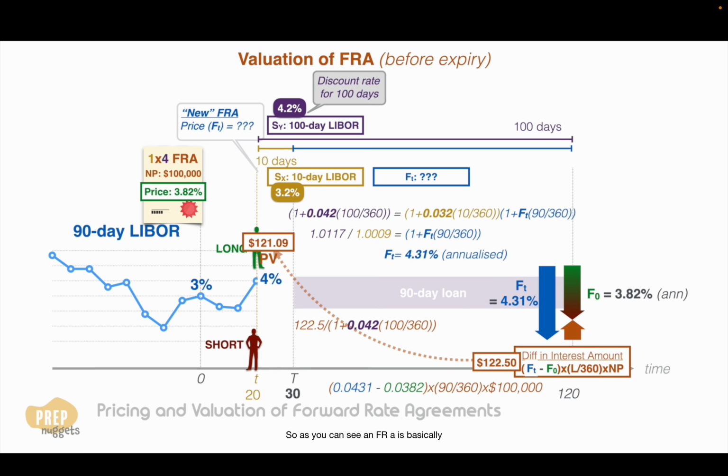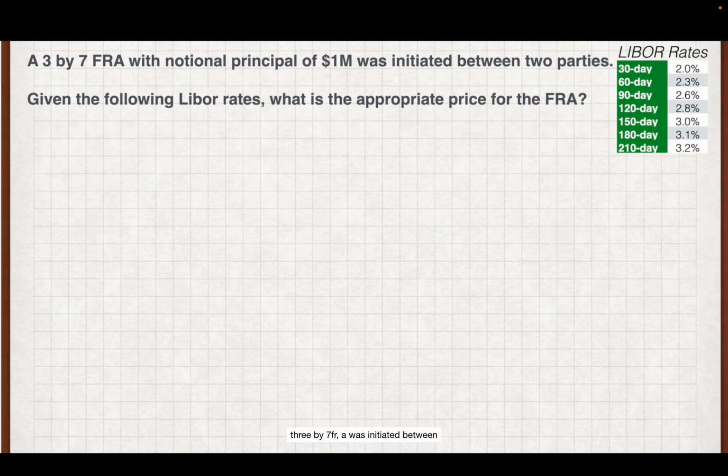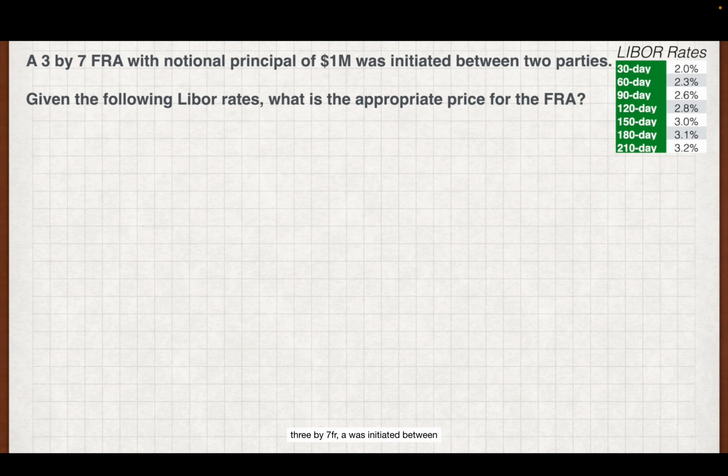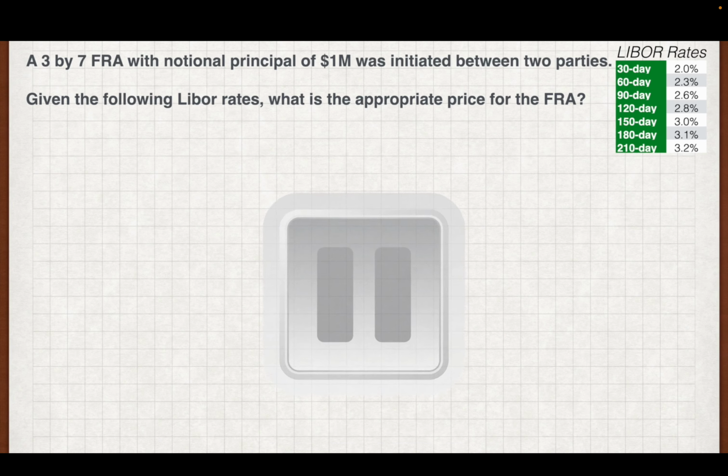So, as you can see, an FRA is basically a forward contract with the underlying as interest rate. When interest rate increases, the value to the long increases. Let's conclude with an exercise. A 3x7 FRA was initiated between two parties. Given the following LIBOR rates, what is the appropriate price for the FRA? Pause the video now and work out your answer.